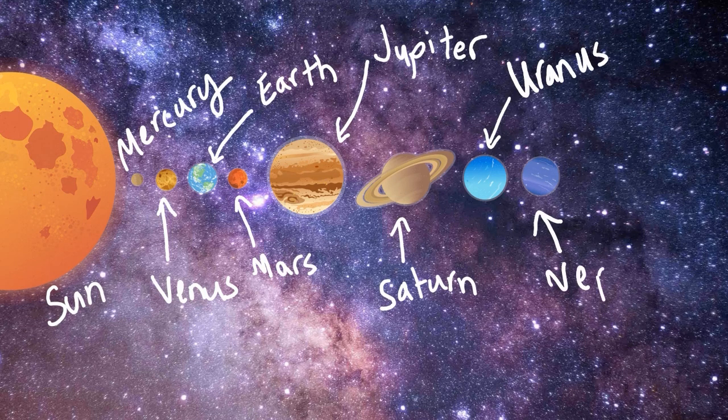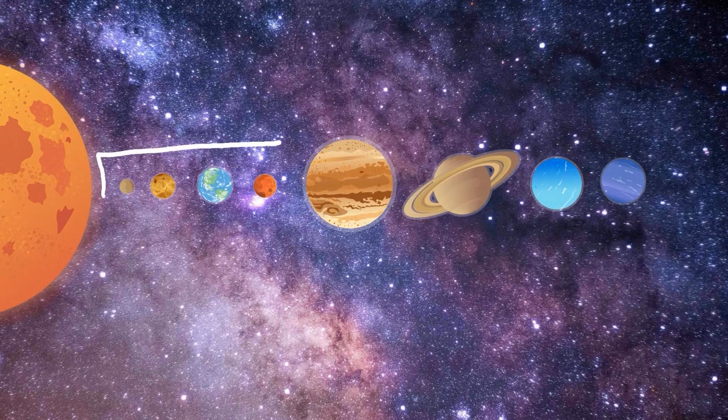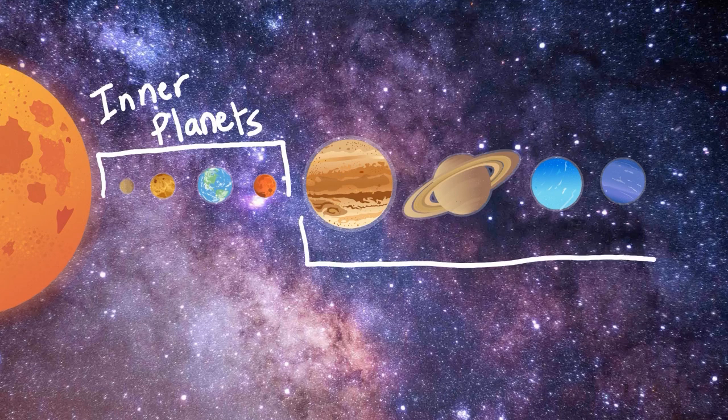Our planets are divided into 2 sections. We have the inner planets, that's Mercury, Venus, Earth, and Mars. Then we have the outer planets, which is Jupiter, Saturn, Uranus, and Neptune. We divide the planets this way because they share common characteristics.